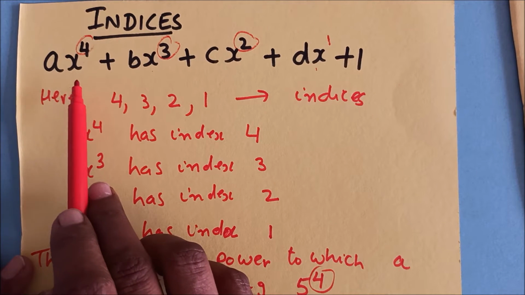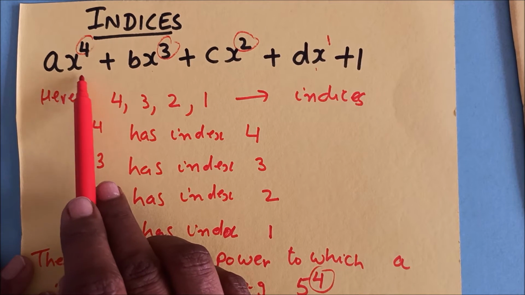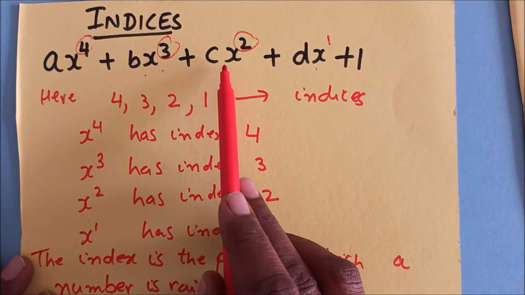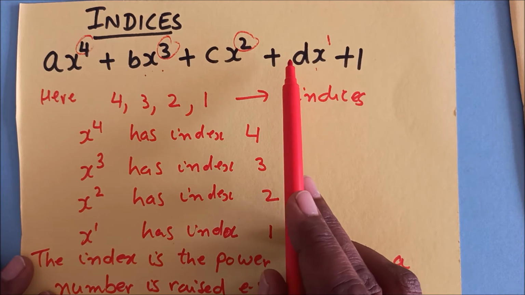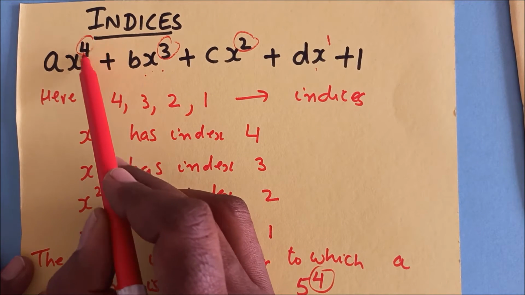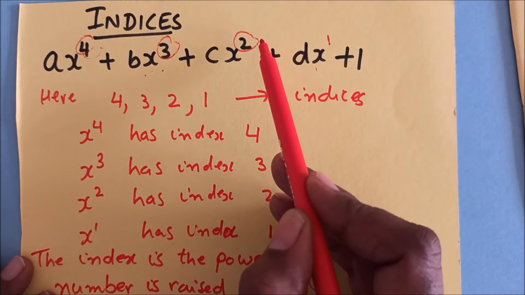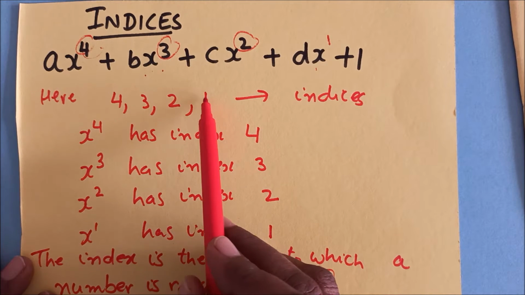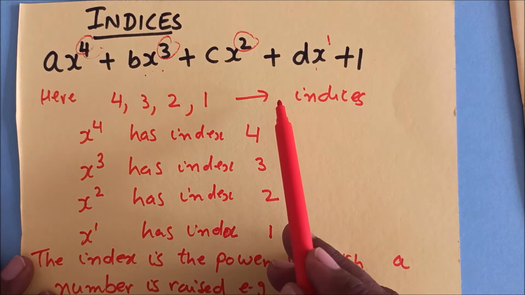As you can see, we have this expression here: ax^4 + bx^3 + cx^2 + dx + 1. These small numbers here, 4, 3, 2, and then there is x, upon x there is 1. So these small numbers are indices. 4, 3, 2, 1 are indices.